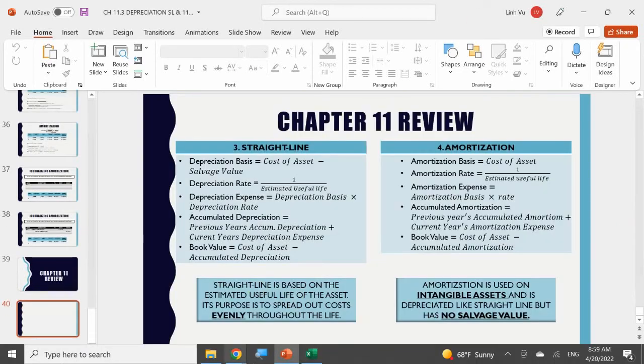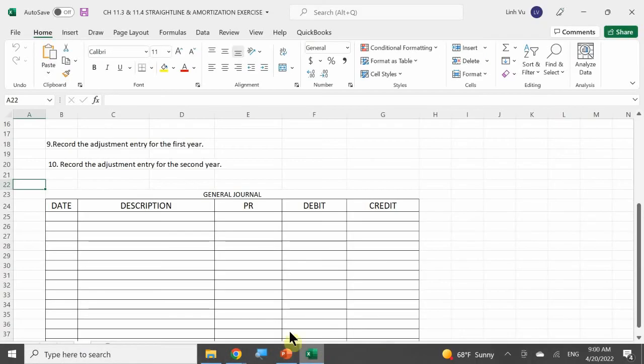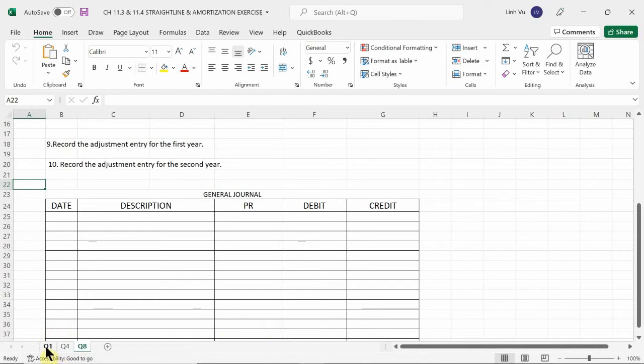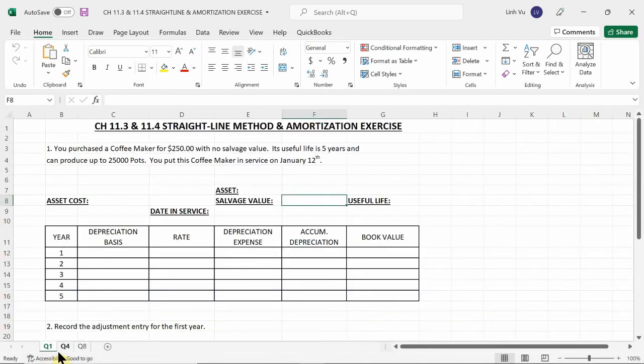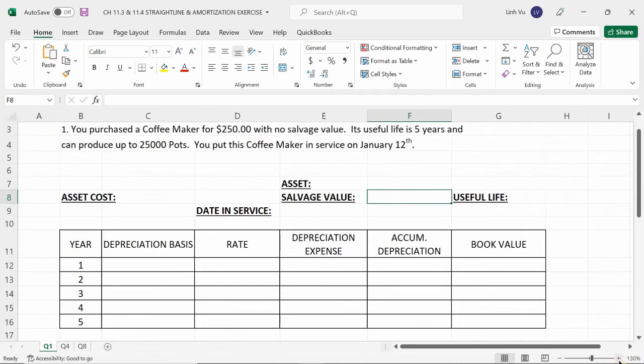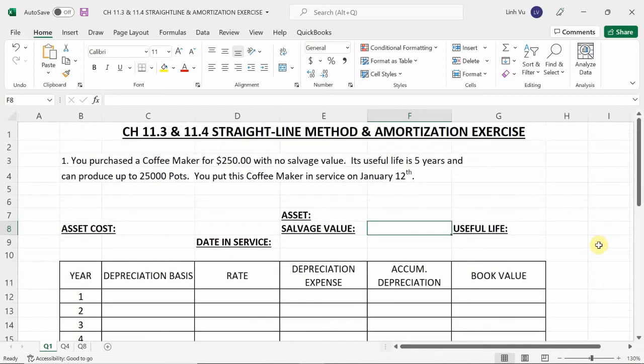So let's go ahead and dive right into the exercises. We have questions 1 through 3 here. So here is question number 1.